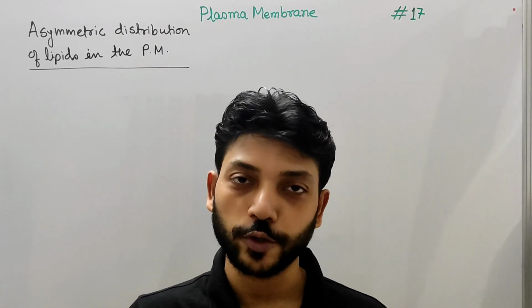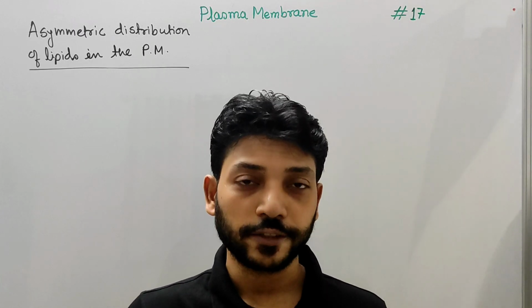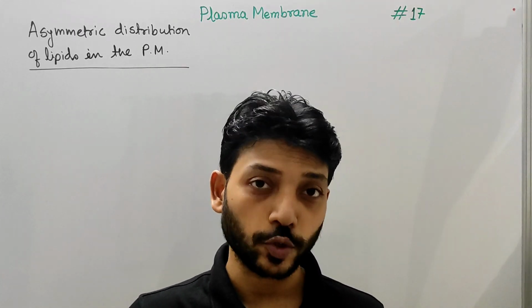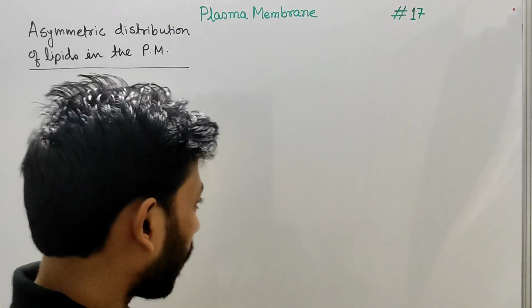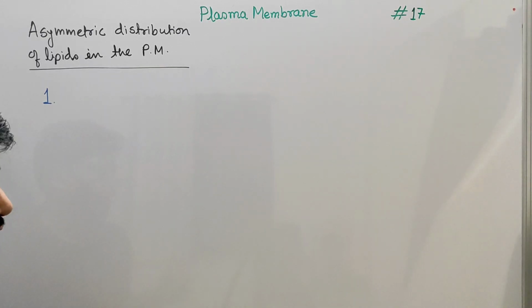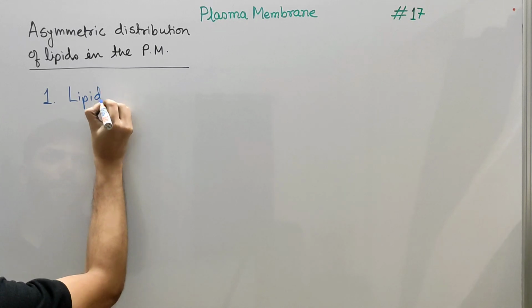Welcome everyone. Today we are going to learn about asymmetric distribution of lipids in the plasma membrane. This is an important property of the plasma membrane, but before I begin, I want to mention three important facts about the plasma membrane. The first point we have to remember, which I have already discussed in my previous video, basic facts on plasma membrane, is that membranes are lipid bilayer in nature.